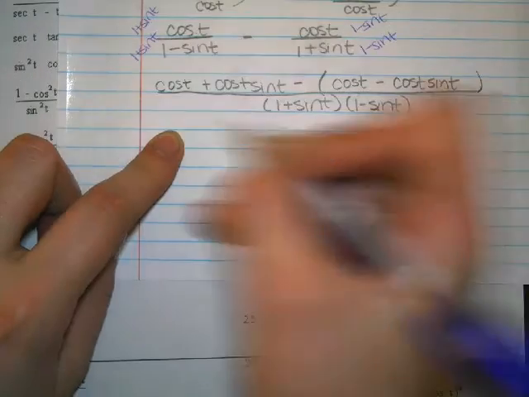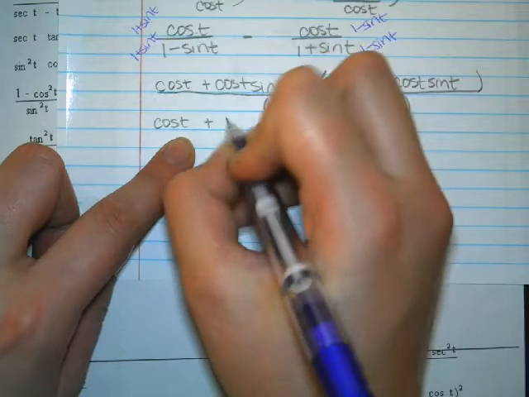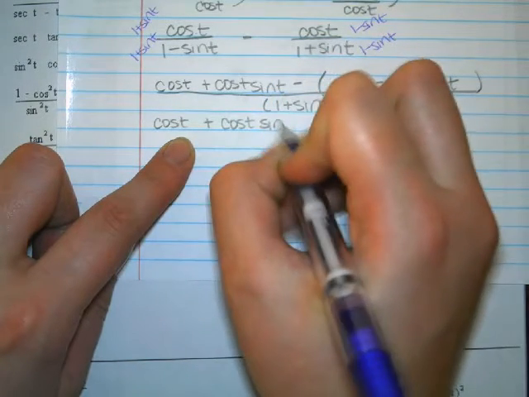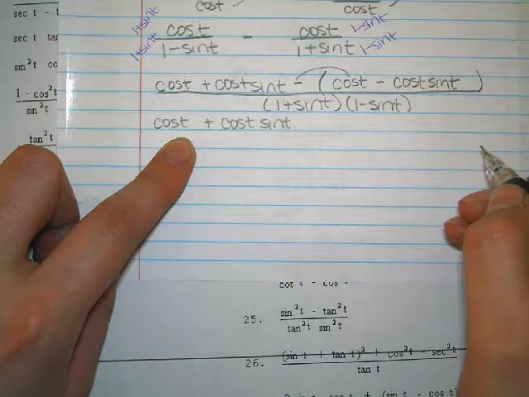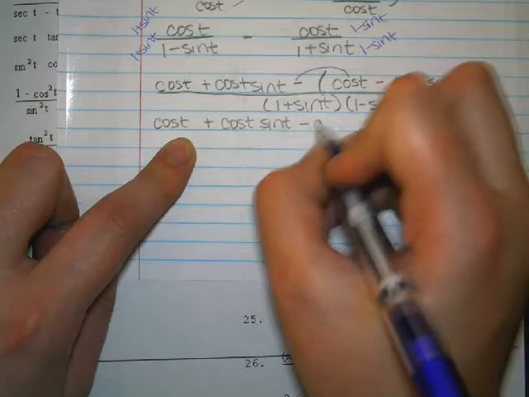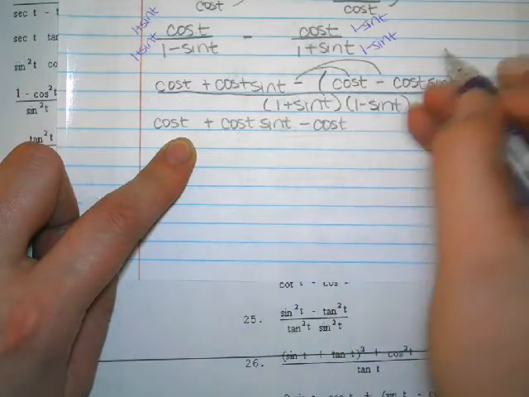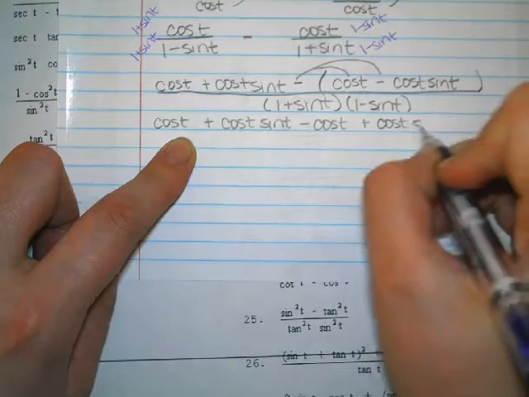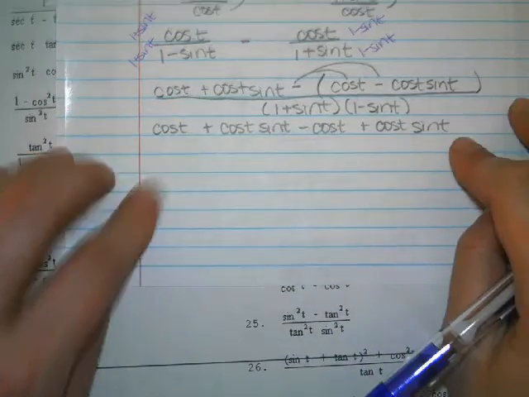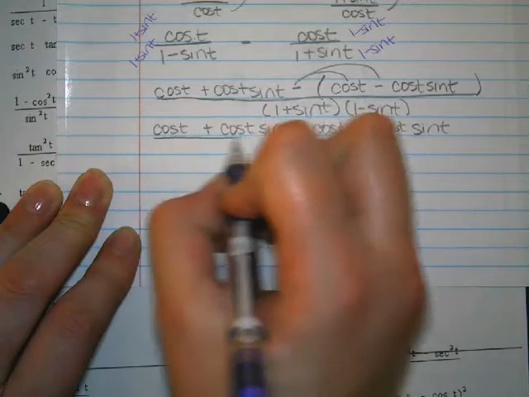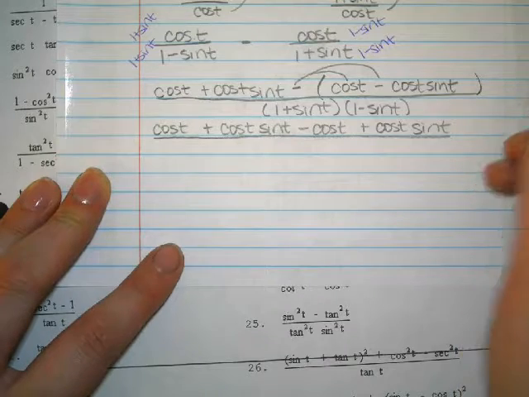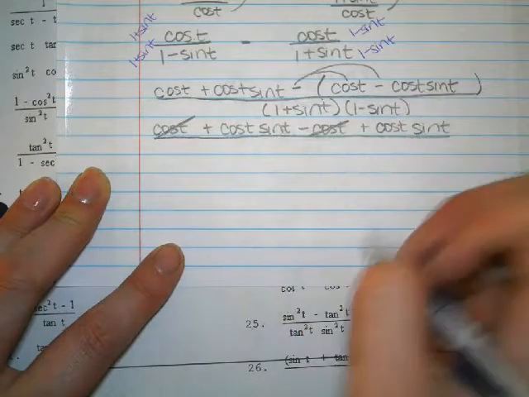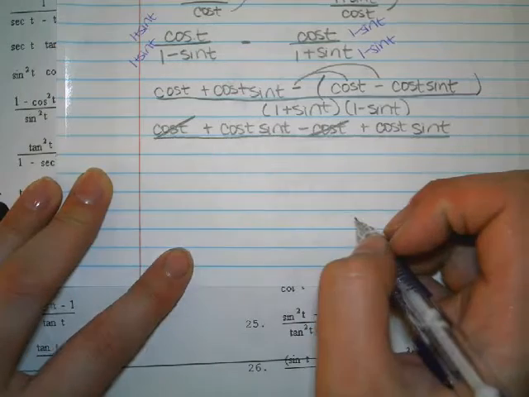All right, so on the top, we have cos t plus cos t sine t, minus cos t. Do you guys see it? Minus cos t. And then plus cos t sine t. Do you guys see what cancels on the top? Yeah. The plain old cos cancels. Okay. Let's go ahead and FOIL the bottom.